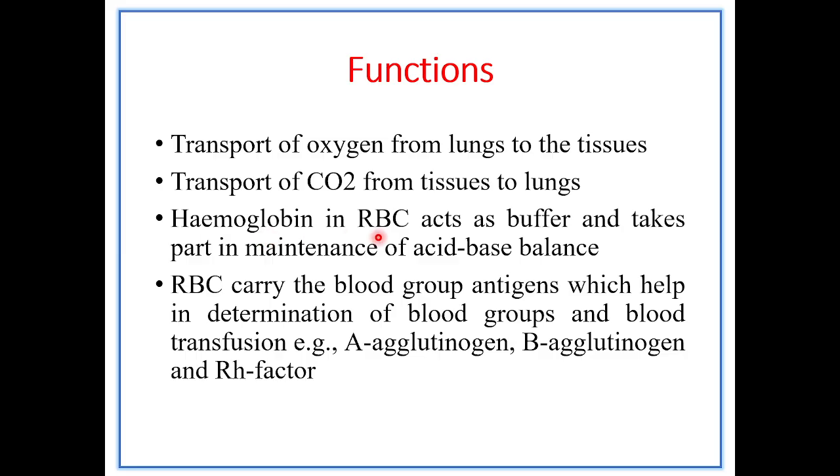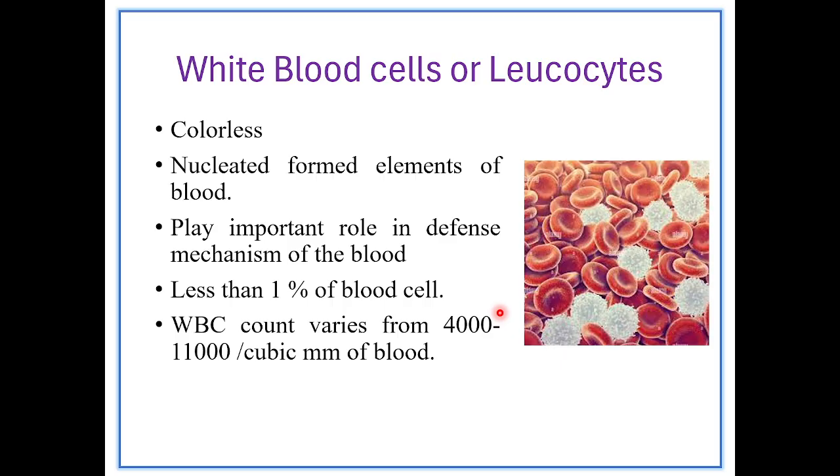The RBC cytoplasm contains an ample amount of hemoglobin. That hemoglobin acts as a buffer and takes part in the maintenance of the acid-base balance. The RBC contains blood group antigens which help in the determination of the blood group in a blood transfusion. The RBC membrane contains the A and B antigens and also the Rh factor which help in blood group determination.